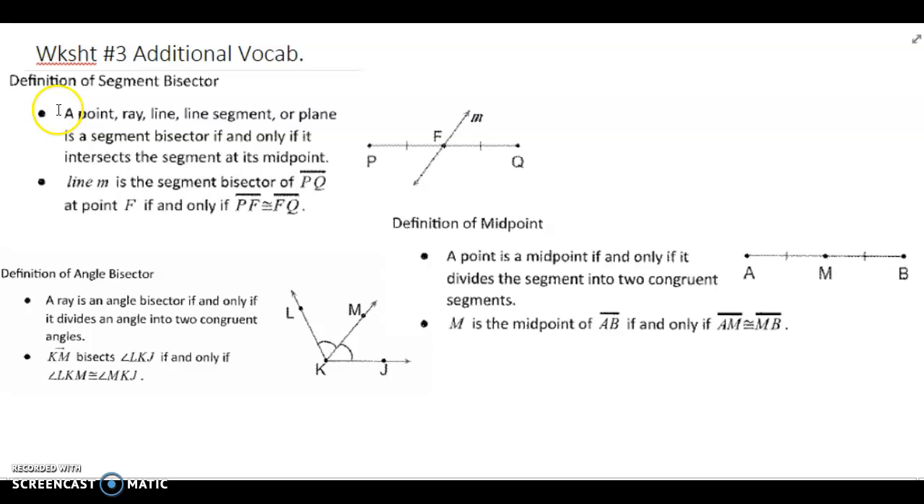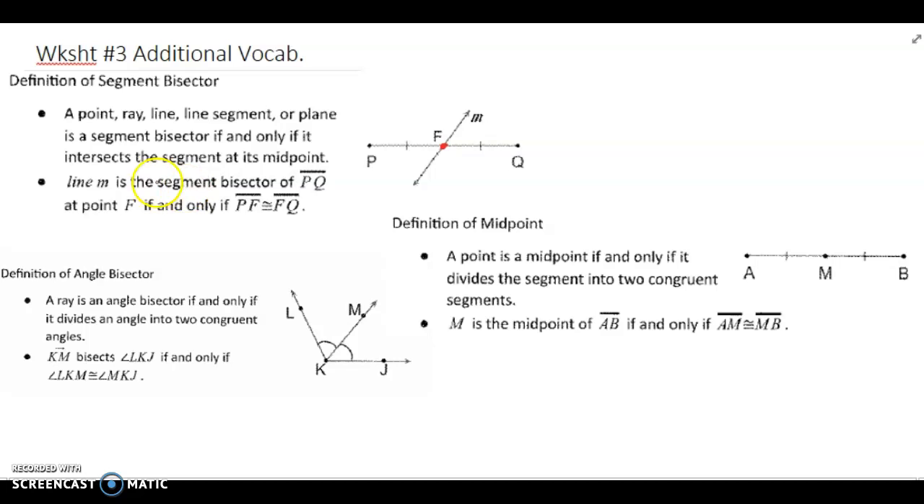mean. Okay, so this comes straight from, I just snipped this from one of those 4 sheets you had with all the definitions and theorems and postulates and all that. And so on here it says the definition of a segment bisector is a point, ray, line, segment, or plane is a segment bisector if and only if it intersects the segment at its midpoint. Okay, so if line M is a segment bisector, that means that F has to be a midpoint.